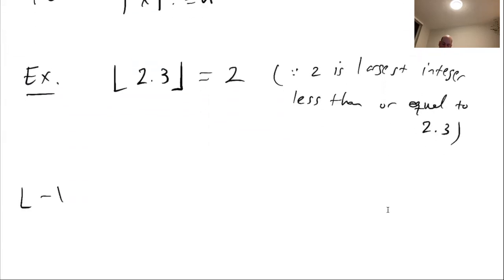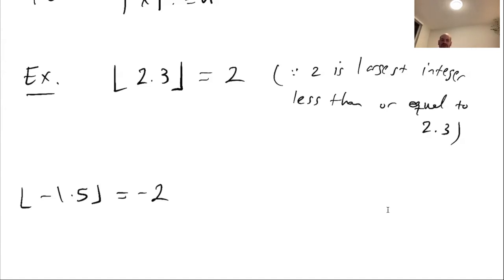What about the floor of minus 1.5? Again, let's think about it. Which integers are less than minus 1.5? Think about the real line. Well, minus 2 is one of them, minus 3 is one of them, minus 4 is one of them, and so on. Among these integers, which one is the largest? The largest one is minus 2. So the floor of minus 1.5 is minus 2, but the floor of 2.3 is 2.